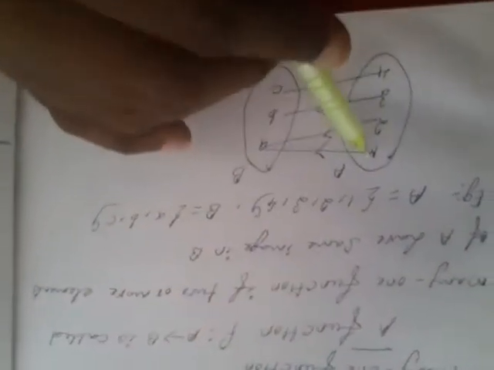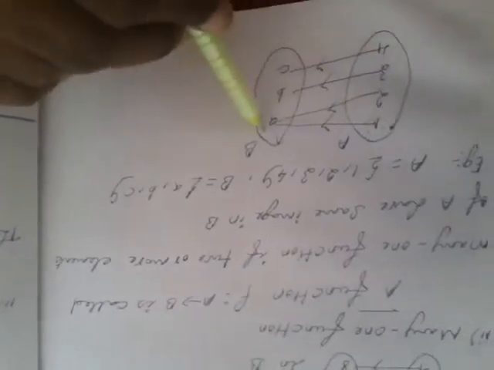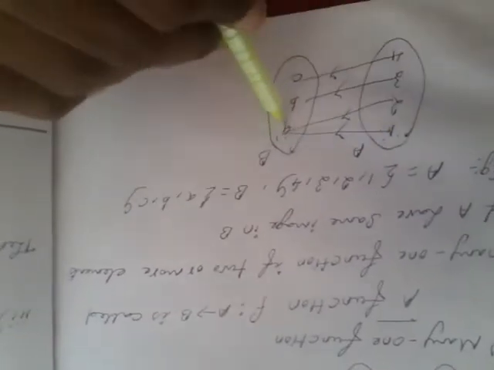Set A and set B values are given. Set A is 1, 2, 3, 4 and set B is a, b, c. Here 1 is connected to a, 2 is also connected to a, 3 to b, 4 to c. Here f is a function. Different elements 1 and 2 have the same image in B. So 1 has the image a, and 2 also has the image a.